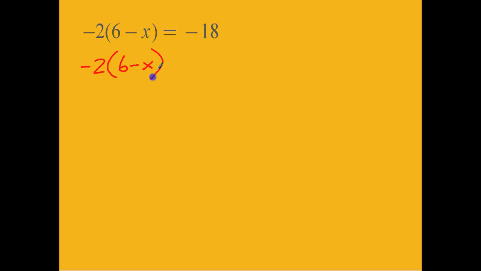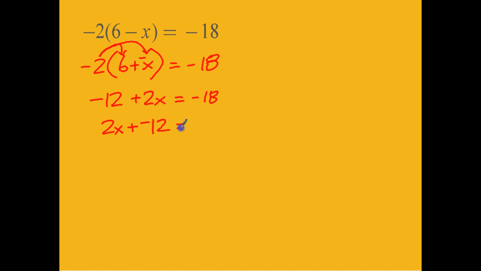Negative 2 times (6 minus x) is equal to negative 18. Instead of subtracting x, I'm going to make this adding negative x. Then we'll do the distributive property. Multiply each side: negative 2 times 6 is negative 12. Negative 2 times negative x is a positive 2x, equal to negative 18. Some of you would like to write it so the x comes first, so we can do 2x plus negative 12 is equal to negative 18.